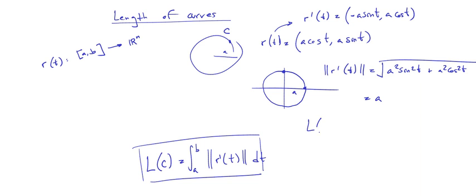So the length of this curve is the integral between 0 and 2 pi of a dt. This is a constant function between 0 and 2 pi, so you have 2 pi a, which is the length of a circle of radius a, as we all know. But this can get very interesting, with many interesting applications that we will see in the exercises.